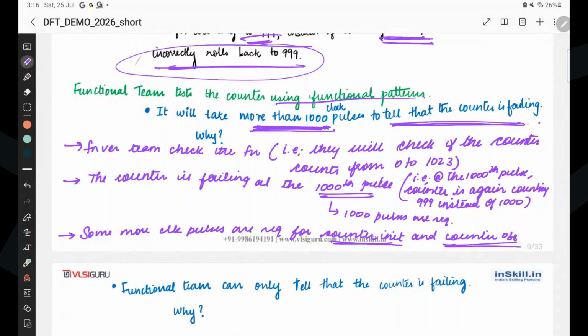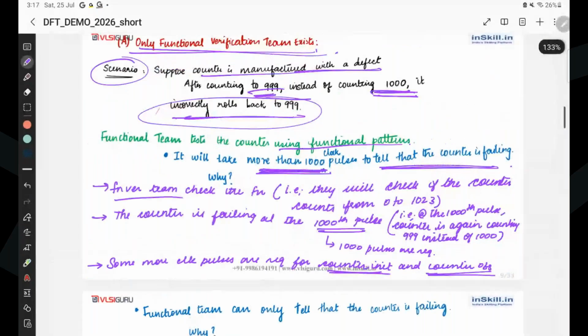So the functional verification team will be testing the counter using functional patterns. I have told that it will take more than 1000 clock pulses to tell that the counter is failing. The reason is the functional verification team will be checking the functionality. Checking the functionality means, in this case, it is a 10-bit counter, so they will check if the counter counts from 0 to 1023. The counter is failing at the 1000th pulse, because at the 1000th pulse only, the counter is again counting 999 instead of 1000.